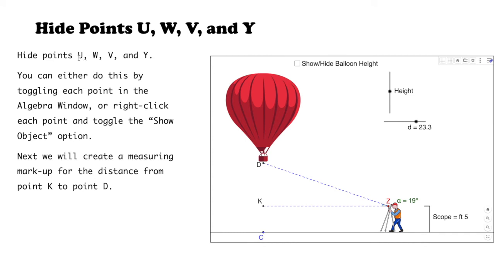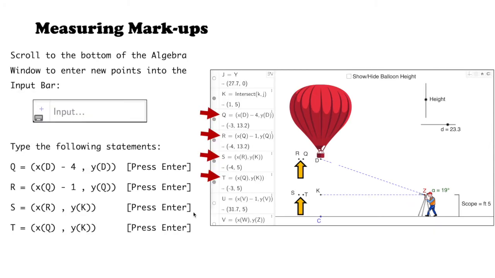So in this frame, we're going to hide points U, W, V, and Y. You can right-click on each point and toggle the Show Object checkbox, or you can find each of these points in the Algebra pane and toggle the circle next to the point name. Next, we will do another measuring markup that will handle the distance between points K and D. So to do this, we're going to add 4 points here. We're using D as a reference.